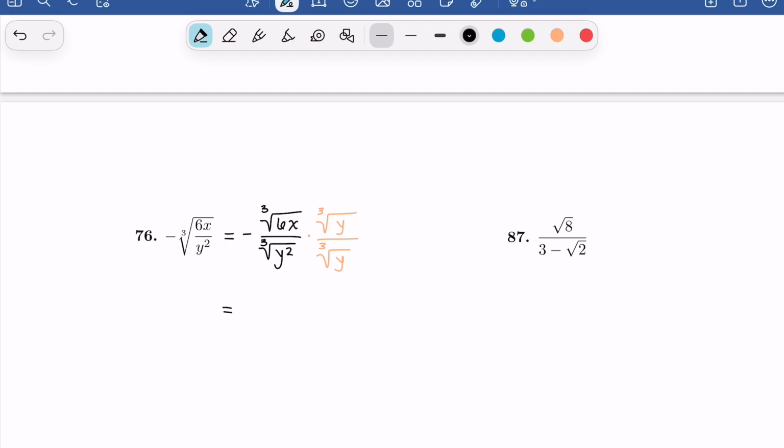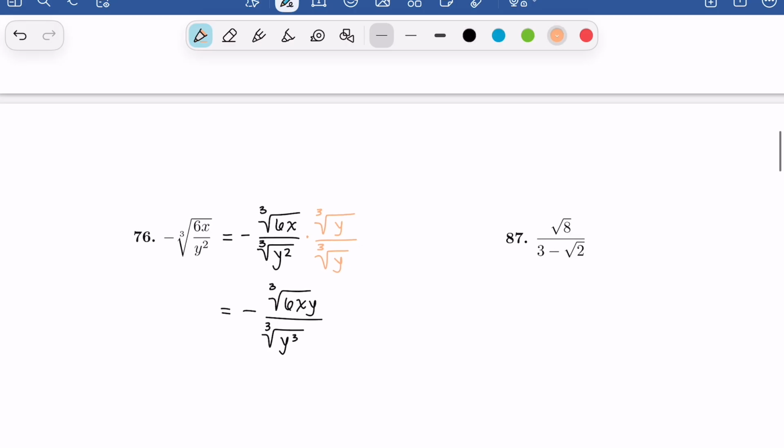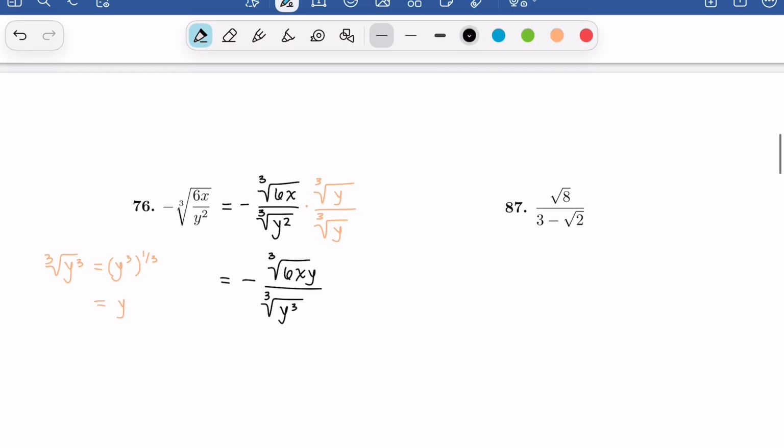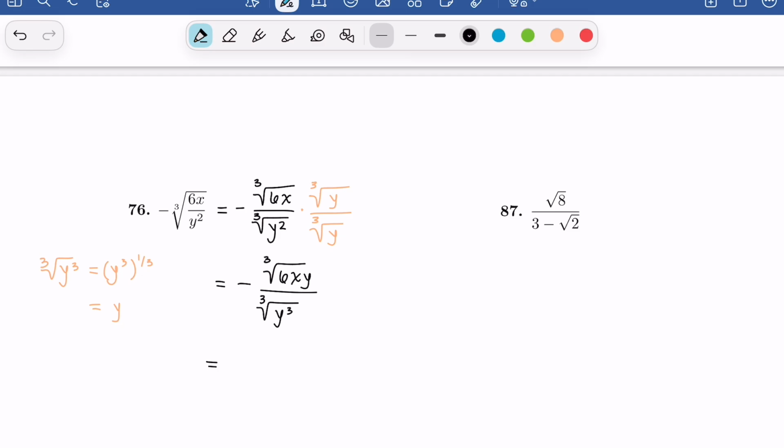In our numerator, we still have this minus out front. We're going to have the third root of 6xy. And in our denominator here, we're going to have the third root of y cubed. Now, like I was saying before, the third root of y cubed is going to be the same thing as y cubed raised to the 1/3 power, which just gives us y by itself. So due to this, we got rid of the radical expression in our denominator.